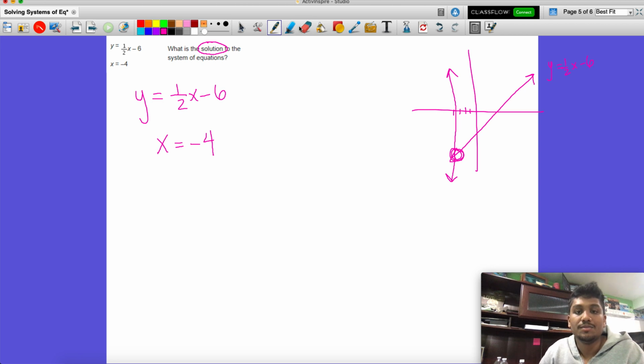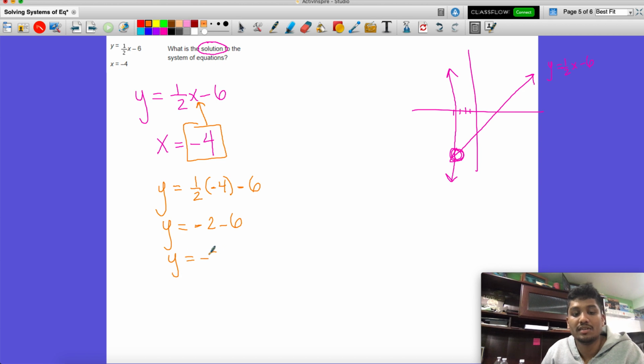Rather than do it on a graph, we have to do it algebraically, but that's fine because look what they gave you: x is equal to negative 4. And you can substitute that right there. So y is equal to 1/2 times negative 4 minus 6. You don't need a calculator for this. What's half of negative 4? Negative 2 minus 6. y is equal to negative 8.